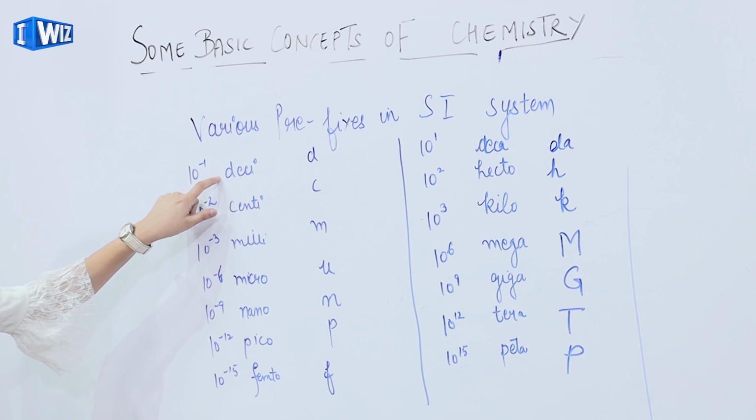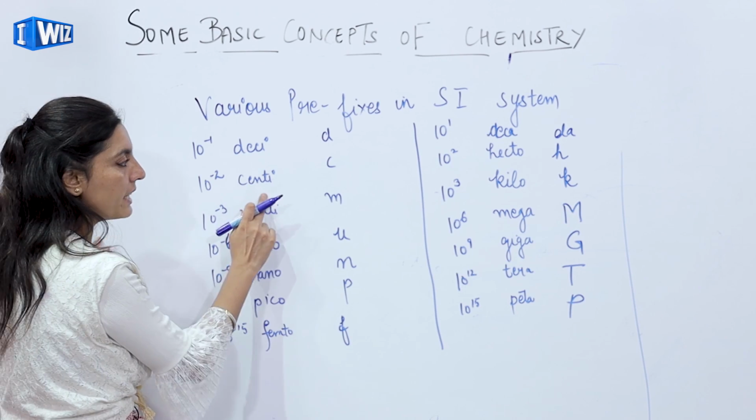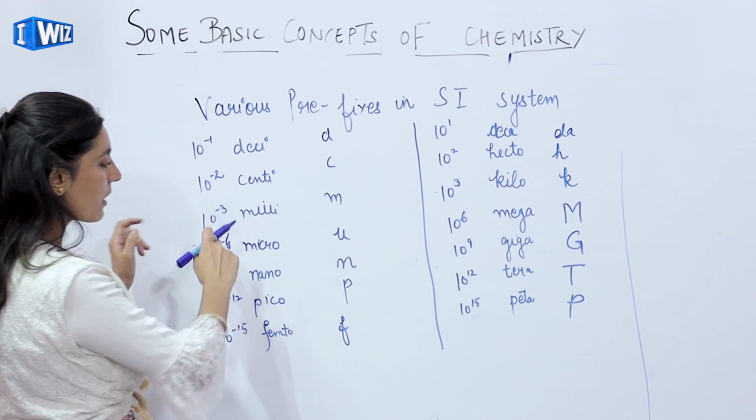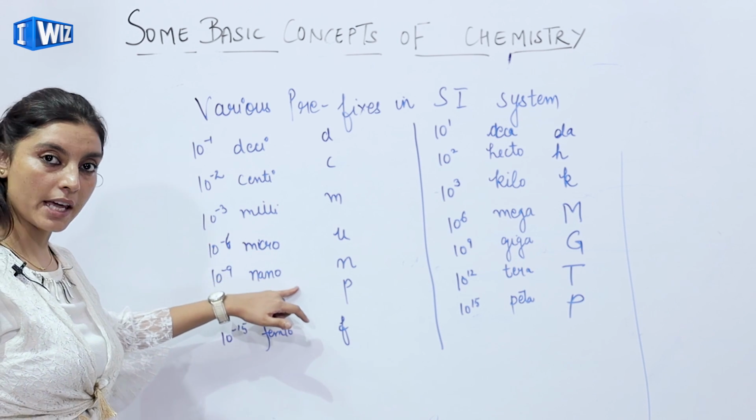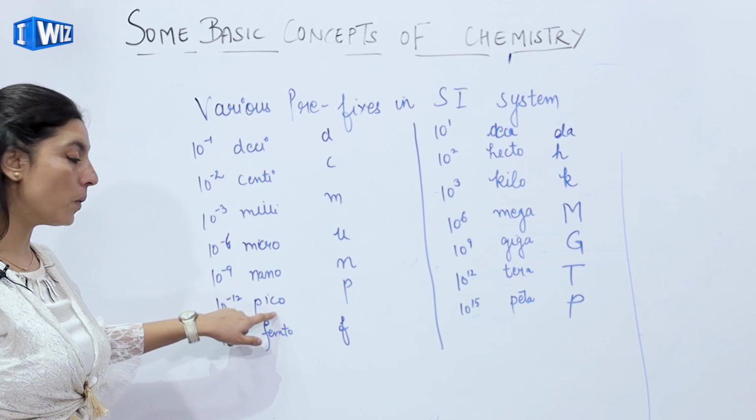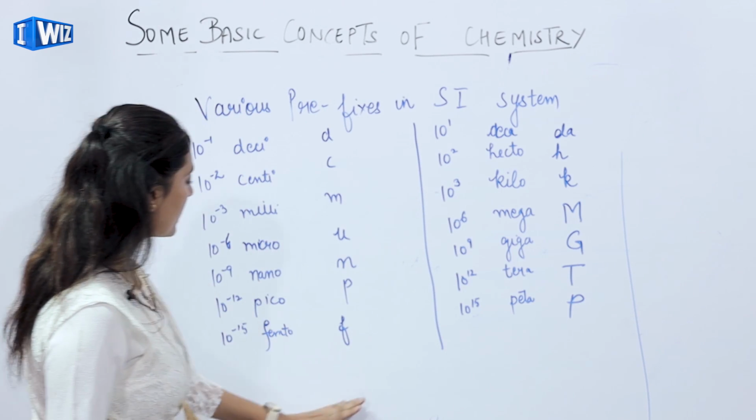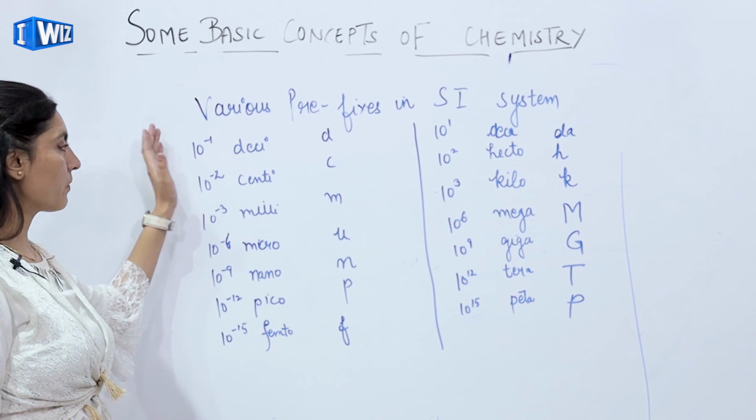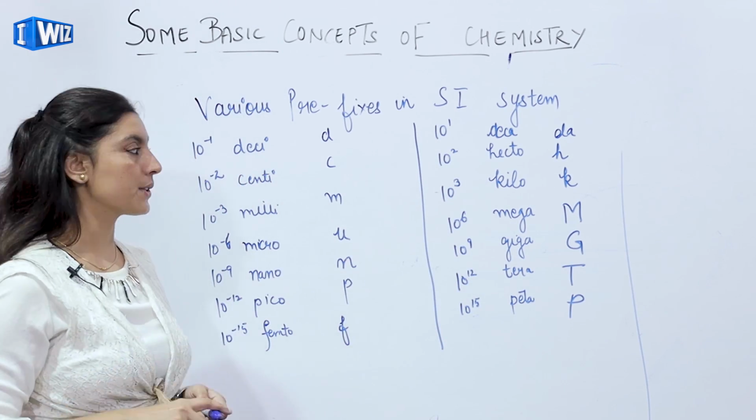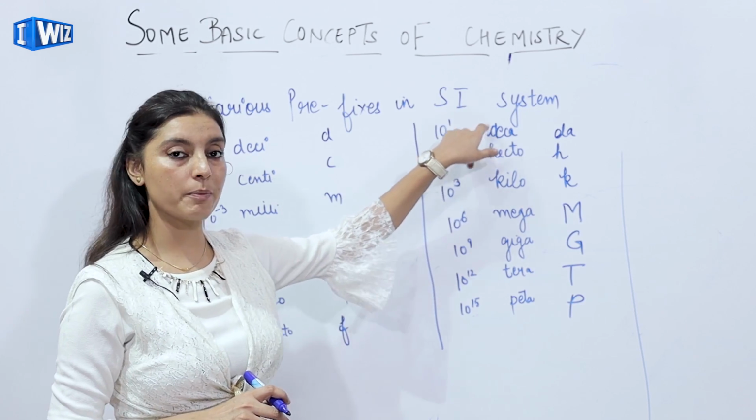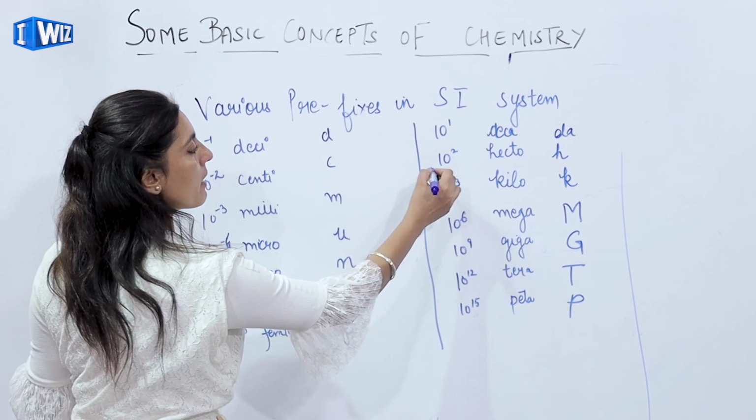10 raised to the power minus 1 refers to deci, represented by d. 10 raised to the power minus 2, centi, c. Minus 3, milli. 10 raised to the power minus 6, micro. 10 raised to the power minus 9, nano. 10 raised to the power minus 12, pico. 10 raised to the power minus 15, femto. These were the prefixes with negative powers. Moving ahead, there are the prefixes carrying positive powers. For example, 10 raised to the power 1, deca, represented by da. Hecto, represented by h, is 10 raised to the power 2.